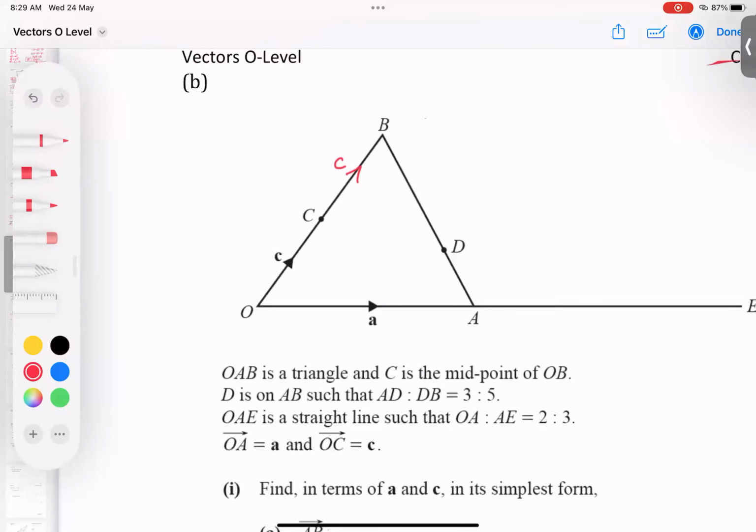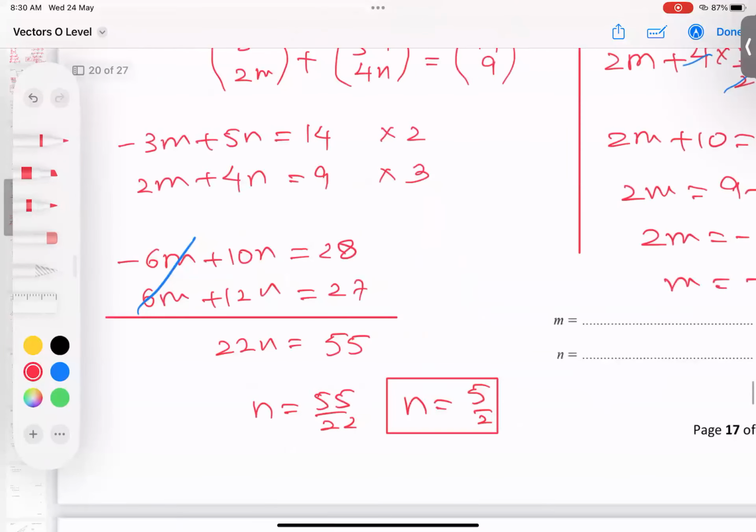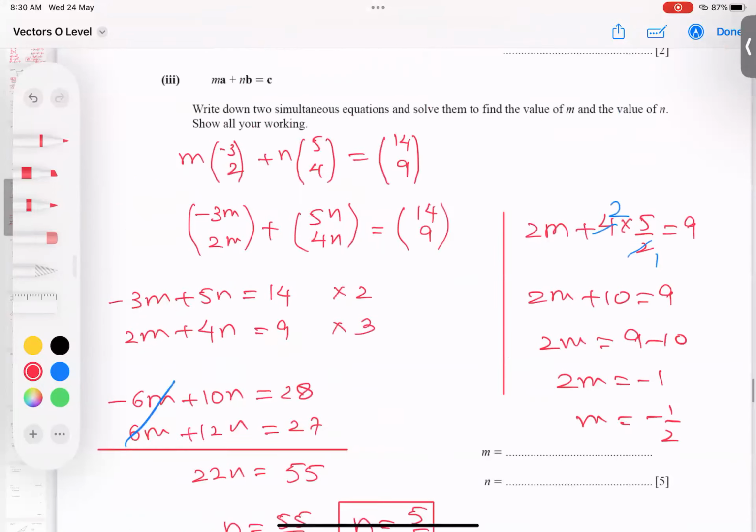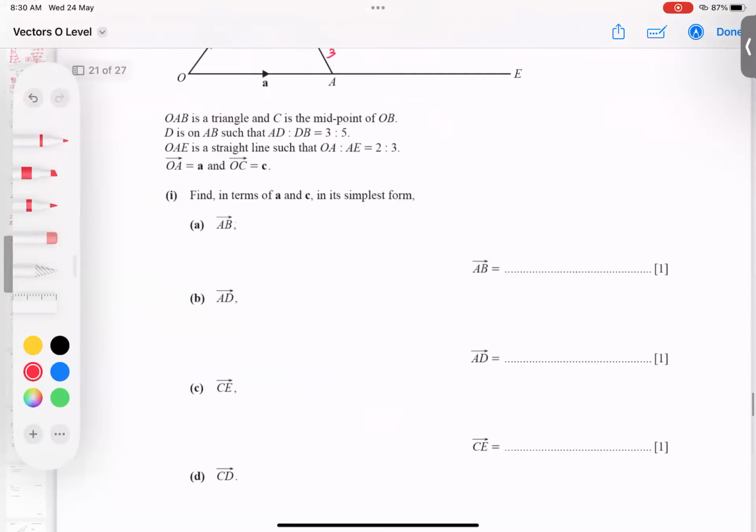And what else is given by him? AD is 3 ratio and DB is 5 ratio. So I'm writing 5 here and 3 here. So this ratio thing is also clear. All right, let's go for the next point. So let's go for this part.